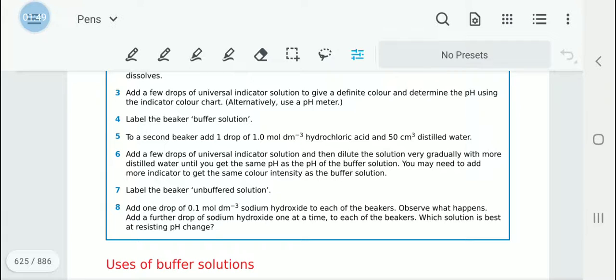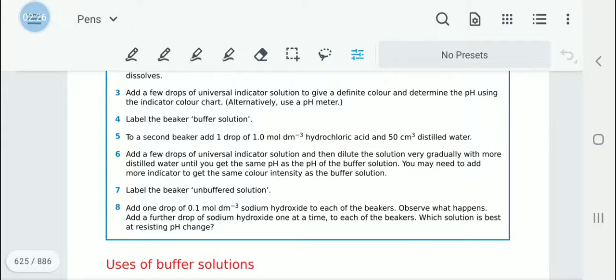Then we take a sample of this buffer solution, and add small amounts of hydrochloric acid, very little, slowly. Then we will observe that there wouldn't be much of a change when you keep on adding acid. There wouldn't be much of a change in the colors.